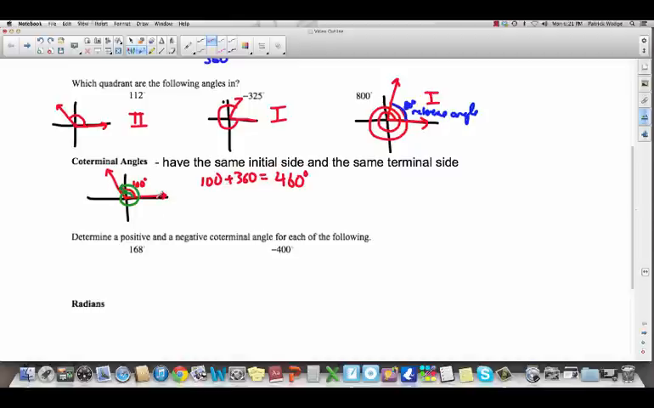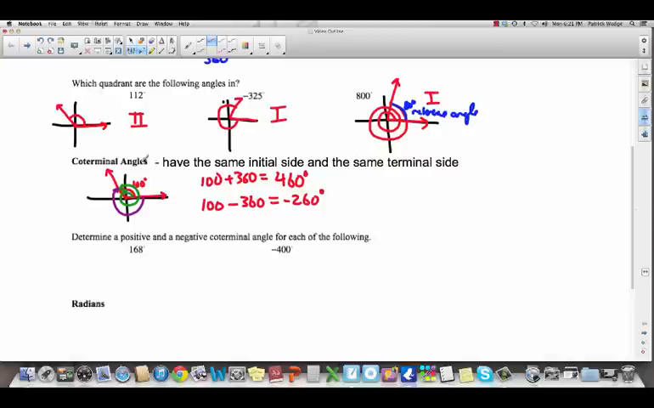You could go another 360 and get another coterminal angle, and another 360. You could do this an infinite number of times, right? Okay, the other way you could get a coterminal angle is to go in the negative direction. So what if we started at the same initial side, but we went this way to get a negative angle? How much would that be? That would be 100 minus 360. Negative 260 degrees.